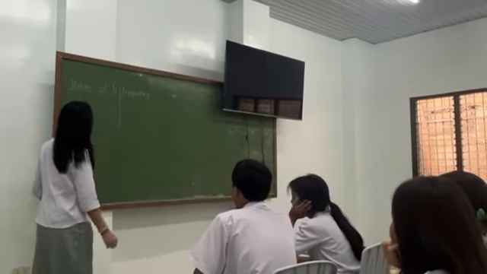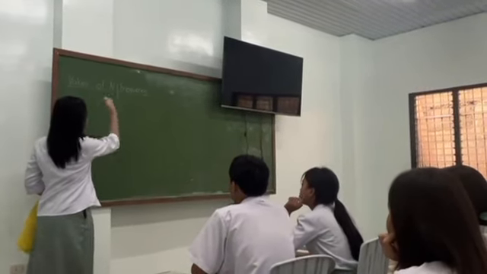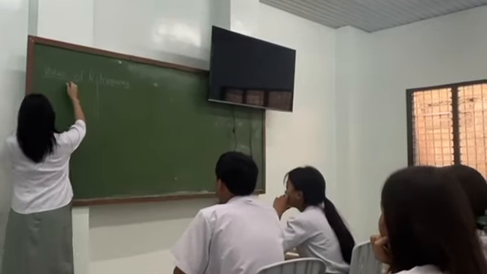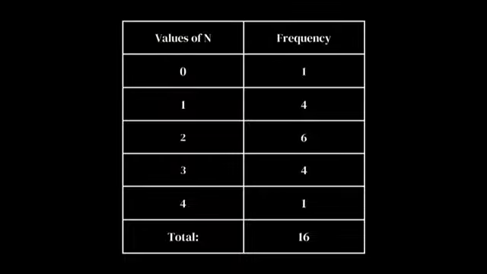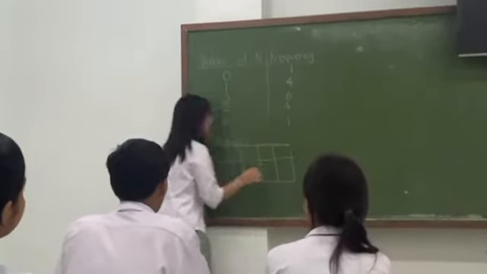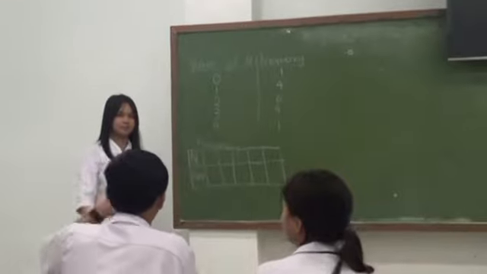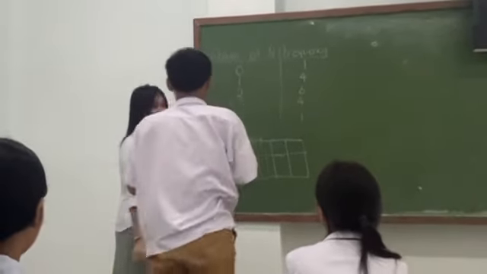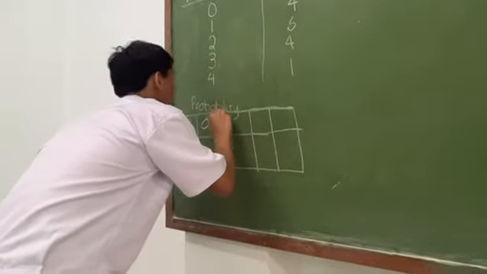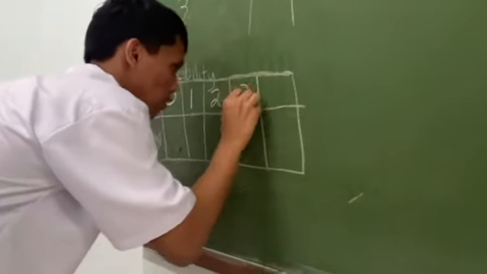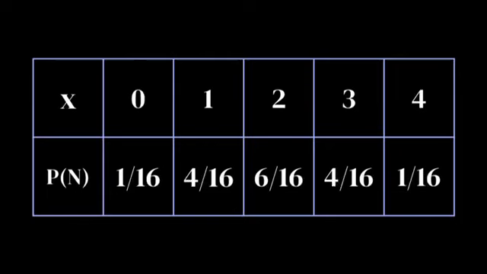In another class, they are having the same topic but doing the next step, which is looking for the frequency and the probability of N. The frequency determines how many times an event is repeated. In this table, the values of N, 0, 1, 2, 3, 4, have their own frequency, where 2 has the highest frequency, which is 6. The teacher then created a table, in which she asked her students to insert the probabilities. Here is the probability table where X is the values of N, and P of N is the probability.